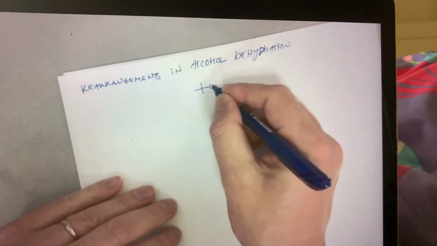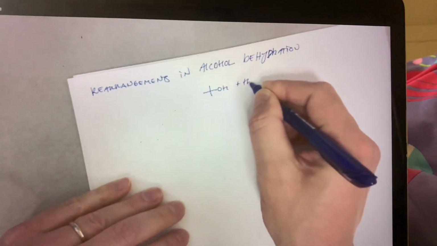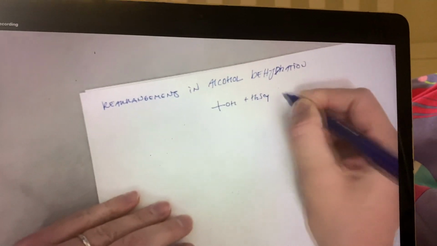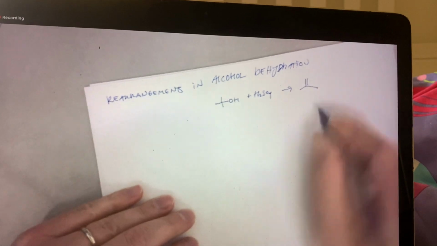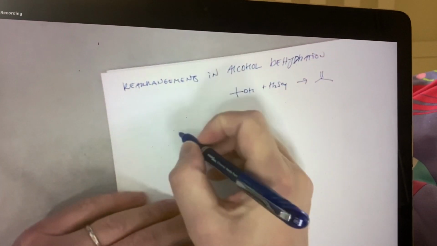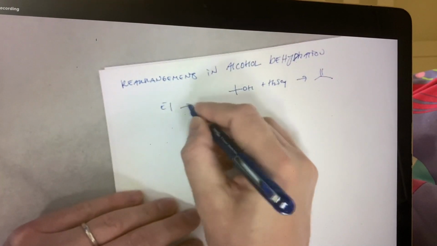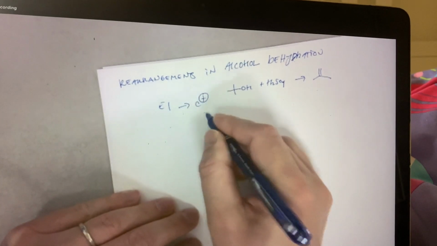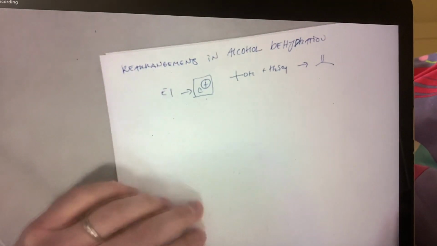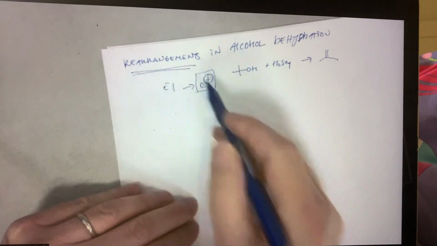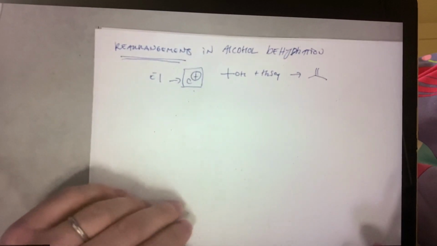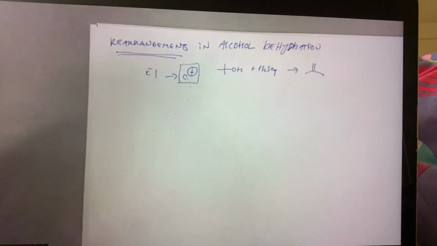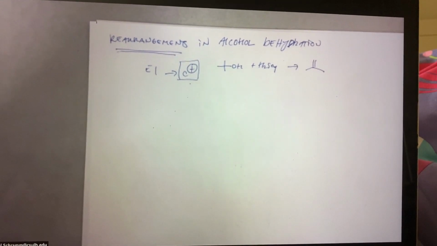So this alcohol dehydration reaction, alcohol plus sulfuric acid, something like this, and we get alkenes. We know this is now an E1 process, so it involves a carbocation, and as soon as we have a carbocation, we have the potential for rearrangements. We saw this in a large portion last week when we were doing SN1 reactions.